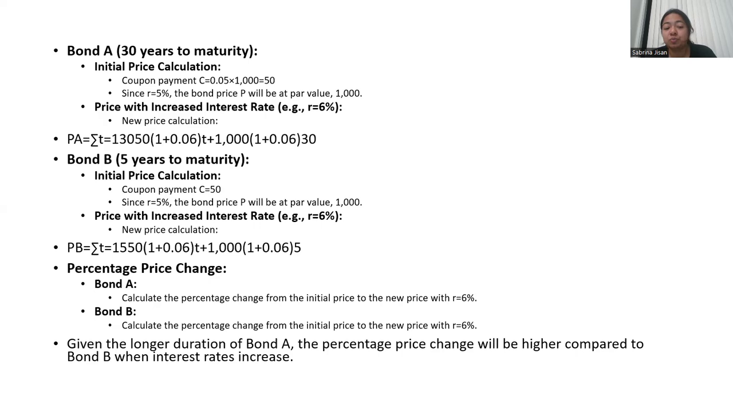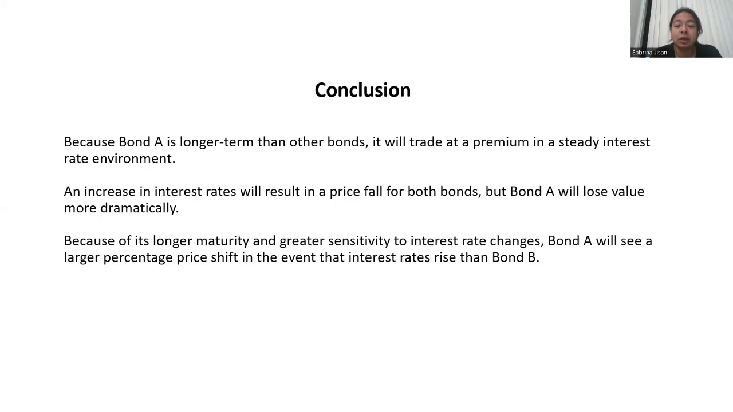Percentage price change. Bond A: calculate the percentage change from the initial price to the new price with R at 6%. And bond B: calculate the percentage change from the initial price to the new price with R at 6%. As in the topic, given the longer duration of bond A, the percentage price change will be higher compared to bond B when interest rates increase.